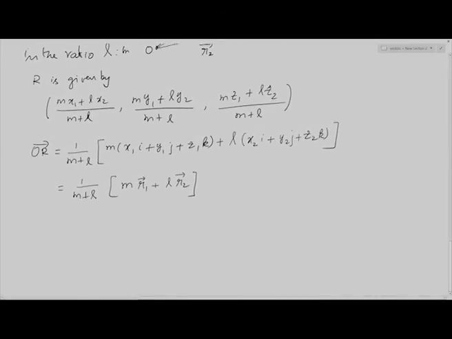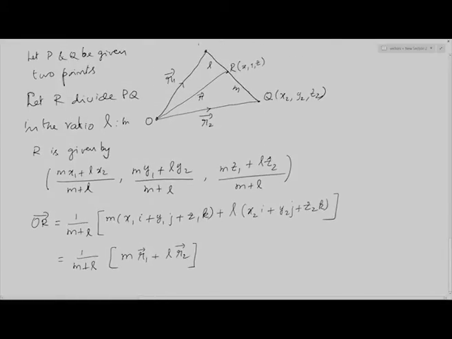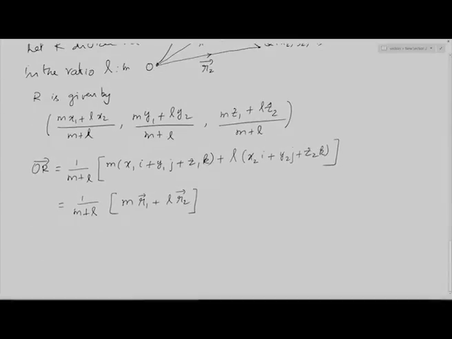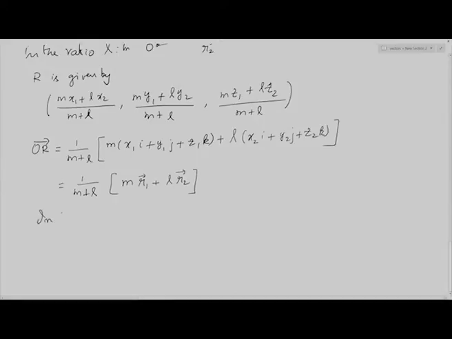So, if you want to find a point which divides the line PQ into the ratio L and m, then that point is given by this position vector 1 by m plus L, m times r1 and L times r2. So, that is what you have to remember. m times r1, L times r2. Next, in particular, take m equal to L, that means equal ratio. So, in that case what is happening? Then R becomes the midpoint of PQ.